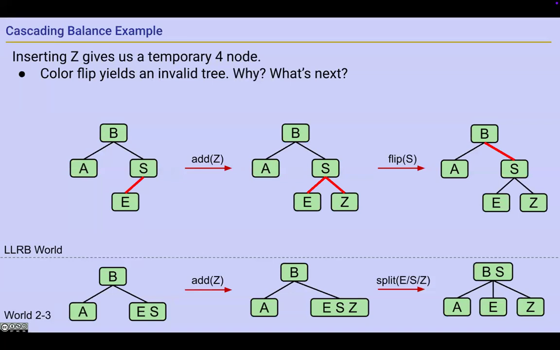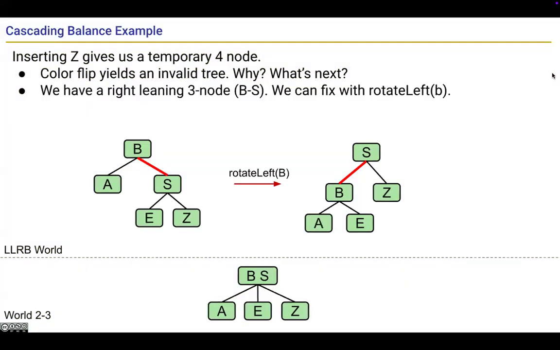Okay, so we're going to go through one of these and then I'll make you do some yourself. We're going to insert Z into this thing. Where does it go? Well, it comes over here and we color flip. Cool. And we can see our corresponding 2-3 trees. Are we comfortable with that? So if we insert Z, color flip Y, right leaning 3 nodes.